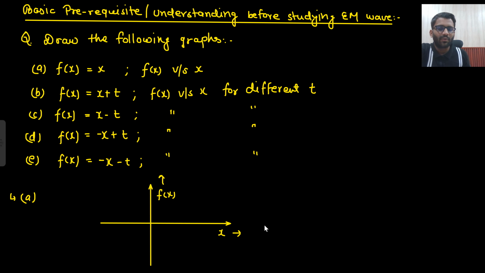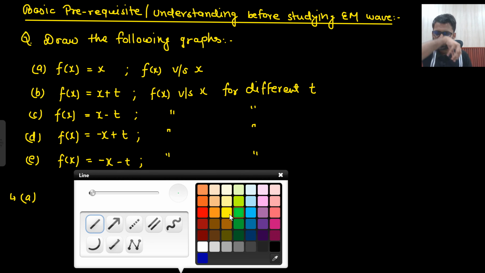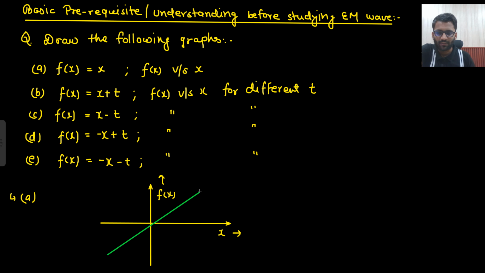The next graph you need to draw, fx is equals to x plus t for different t's. Like you will take t equals to 0, t equals to 1, t equals to 2, t equals to 3, t equals to minus 1, t equals to minus 2. In that manner you will take. So first graph is fx versus x. So fx is equals to x. This is the graph. So I hope you know how the graph goes. Very simple. Fx is equals to x.